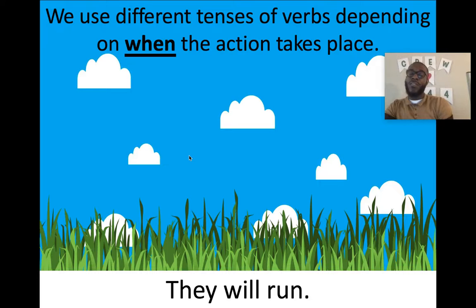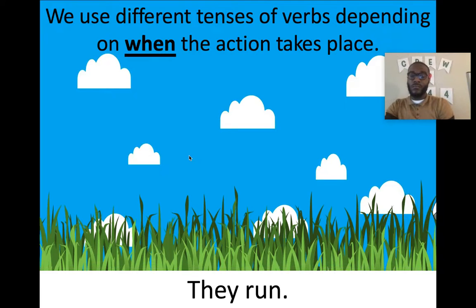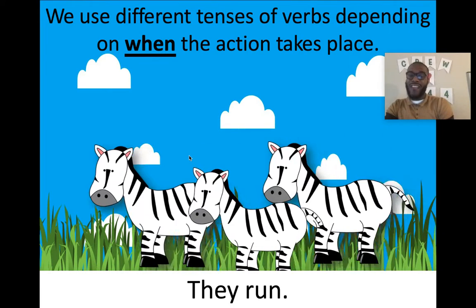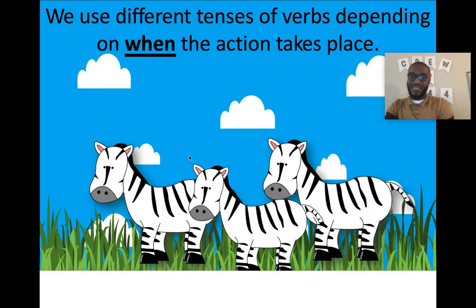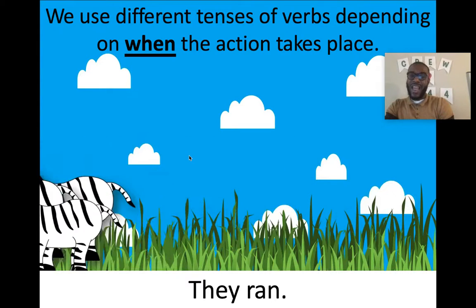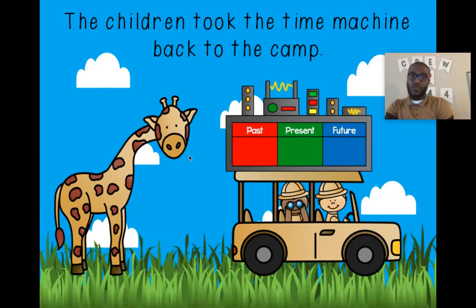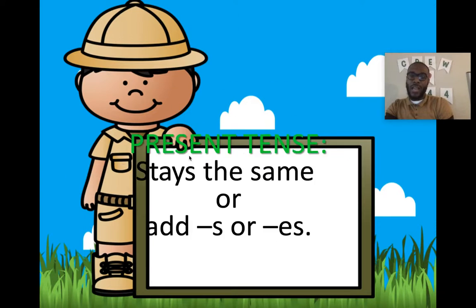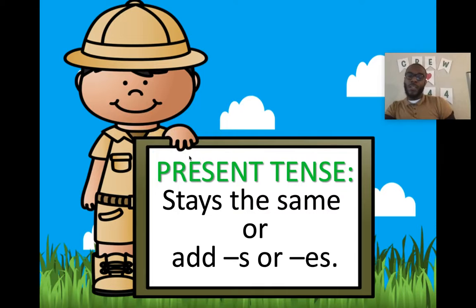For example, they will run. They run. They ran. We're going to take a jump into this time machine and we're going to talk a little bit more about it. So present tense stays the same, or you add an S or ES.